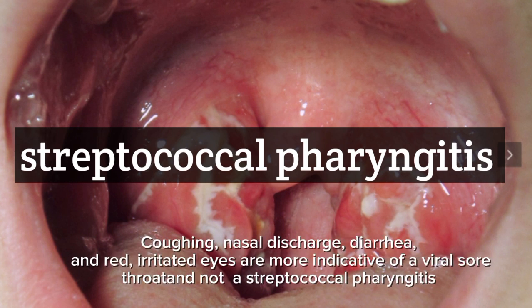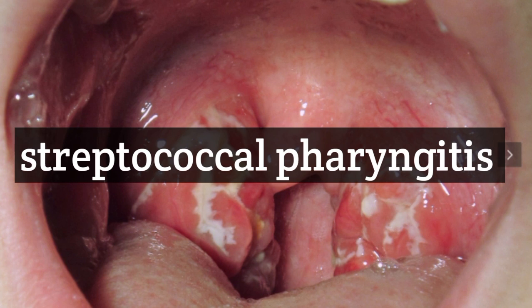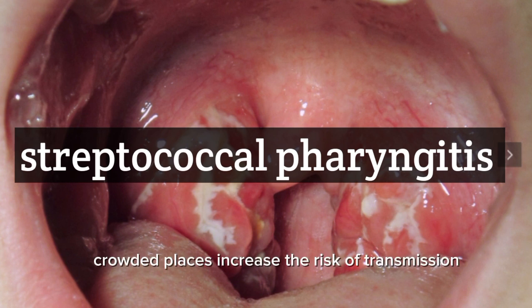Coughing, nasal discharge, diarrhea, and red, irritated eyes are more indicative of a viral sore throat and not a streptococcal pharyngitis. It's transmitted through respiratory droplets when an infected person talks, coughs, sneezes, sings, and by touching surfaces that have the respiratory droplets. Crowded places increase the risk of transmission.